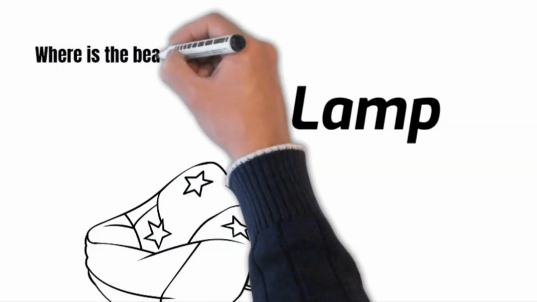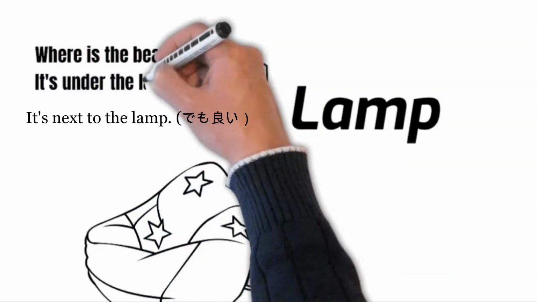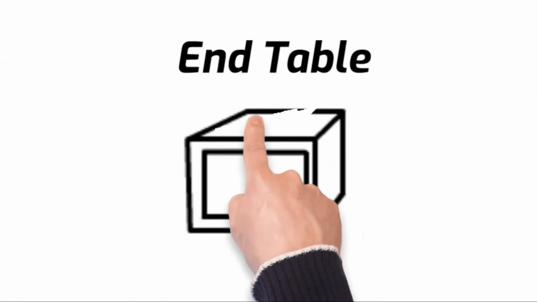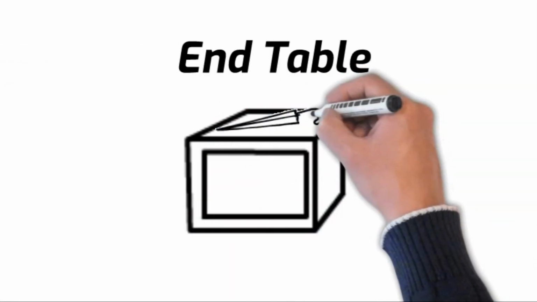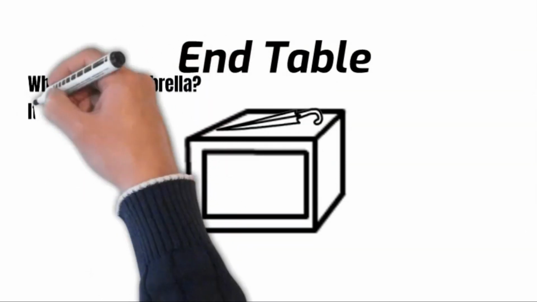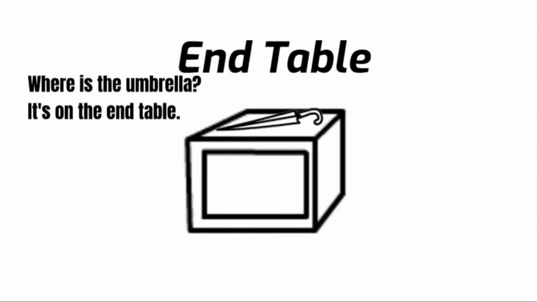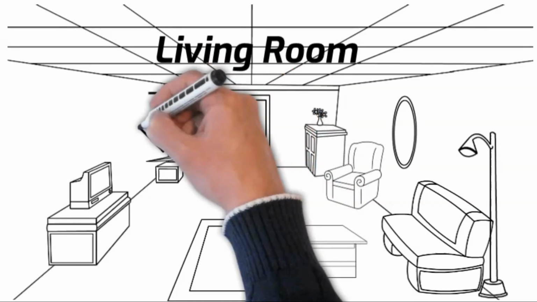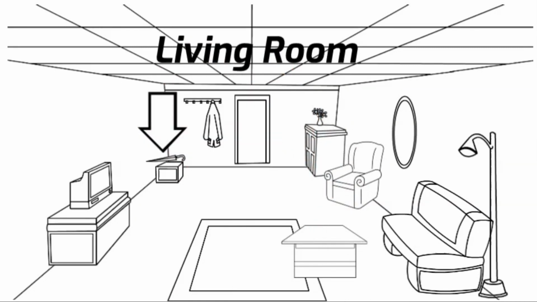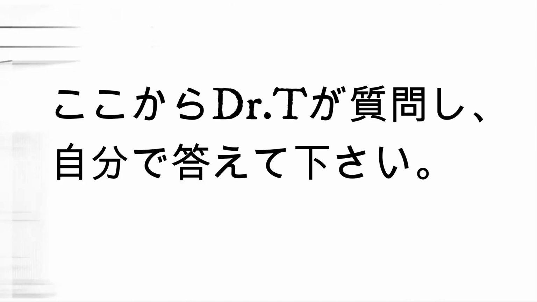Where is the bean bag? It's under the lamp. It's next to the lamp. Where is the umbrella? It's on the end table. Where is the umbrella? It's on the end table. Where is the pen holder? It's on the TV stand.